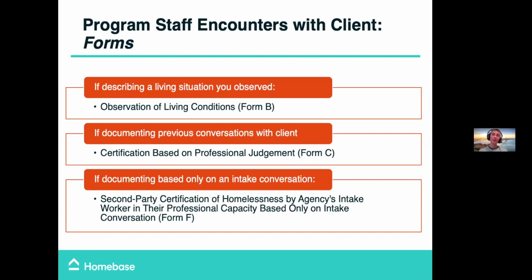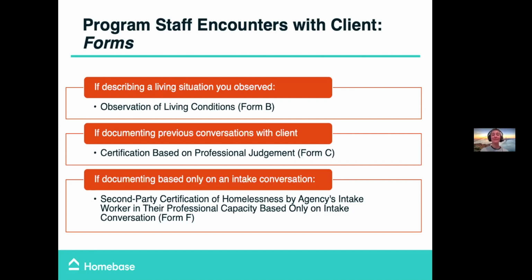The second party documentation situation here is if the intake conversation, so at the point when you're trying to establish this documentation, that's the only interaction you had with the client. They're describing their living situation 3 months ago at the point when they're enrolling in the program. And you can tell based on the things that they're describing that they were homeless at the time. So you can certify to that in your professional judgment. You can use Form F to do that, but that's second party, that's less preferred documentation. So you need to try to get better documentation first.